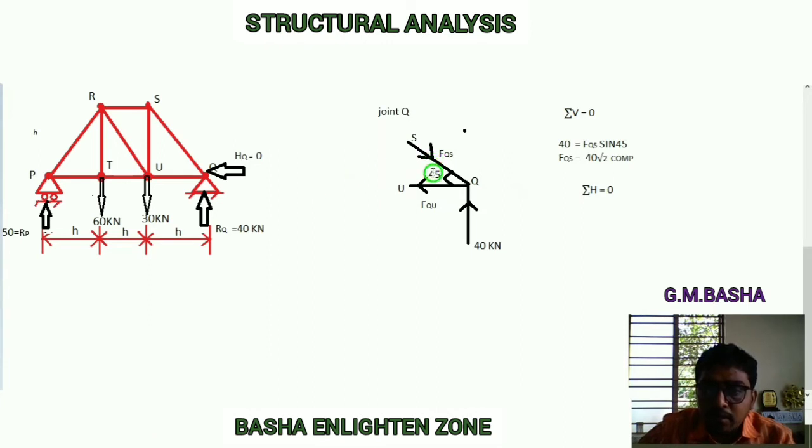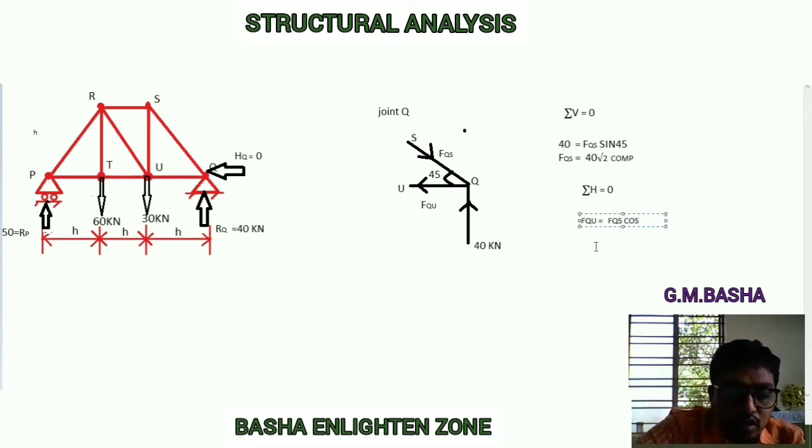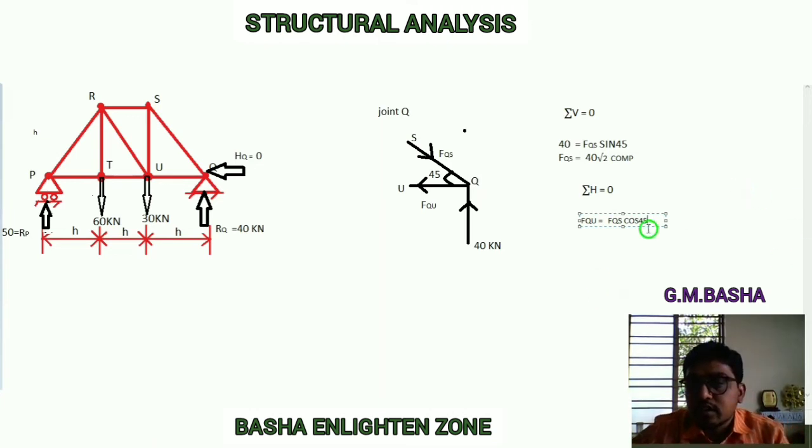Therefore I am taking force in the member QU equal to force in the member QS. Resolving horizontally means the adjacent side will be cos theta. Therefore force in the member QU equals force in the member QS into cos 45 degrees. You will get that directly.